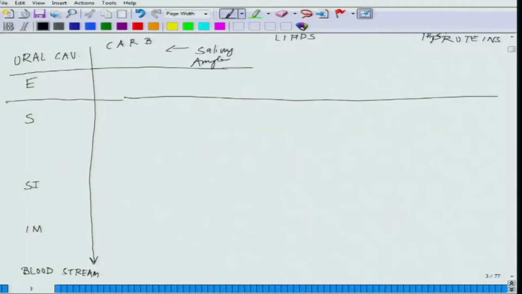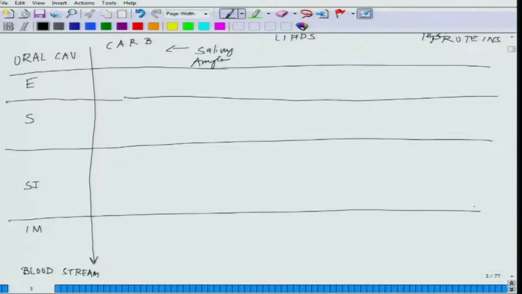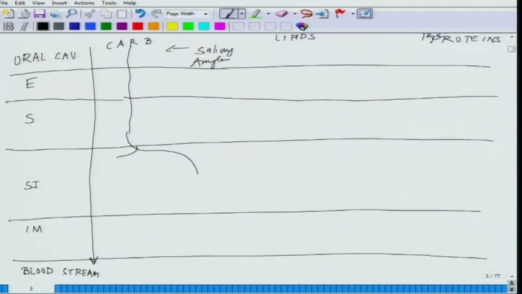Okay, let me put lines that way. It will be easy to break it down. What is happening where? Fine. Now the carbohydrate is moving all the way to the small intestine after getting broken down by the action of salivary amylase.